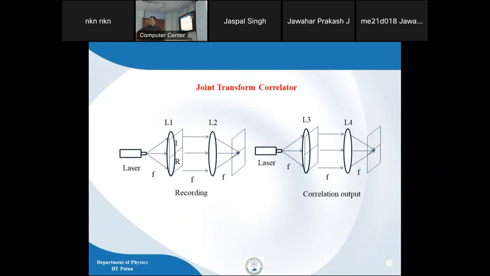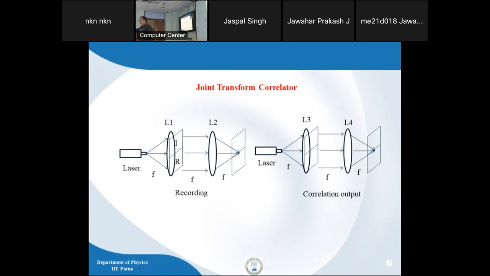Take its Fourier transform and record the intensity pattern. When you have a Fourier transform, record its modulus square, that becomes the power spectrum. So you have recorded the power spectrum. We call it the joint power spectrum because you are using two images in the input. Now, for matching, this intensity pattern has to be Fourier transformed one more time. It is basically a holographic pattern. The light wave is being modulated with this function and this function, reference and target together. They are traveling together, they are interfering. What you record is the intensity of the interference pattern.